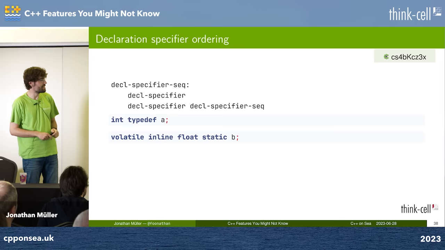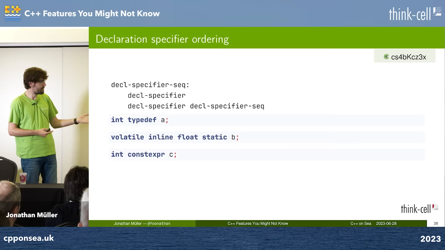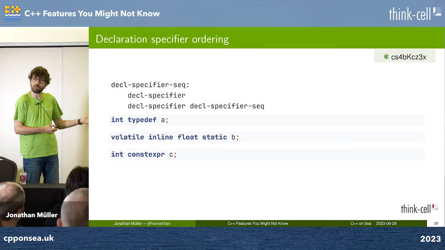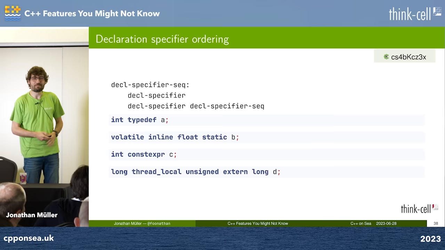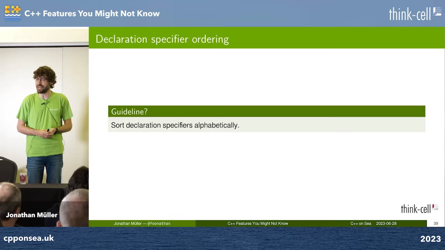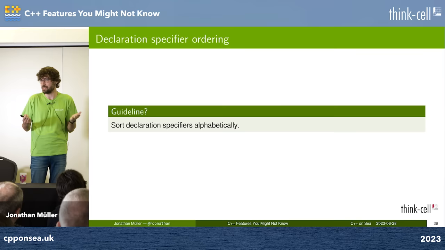You can write east constexpr, right? Int constexpr C. I've actually seen that in our code base, because it's apparently consistent with int const or something. You can also write that, which is a long, because unsigned, I've got two longs in there, that local and extern. Because it's just a sequence of decl-specifiers. So maybe just sort the declaration specifiers alphabetically. So you write auto const, but int but const int, right? Avoid that argument altogether.